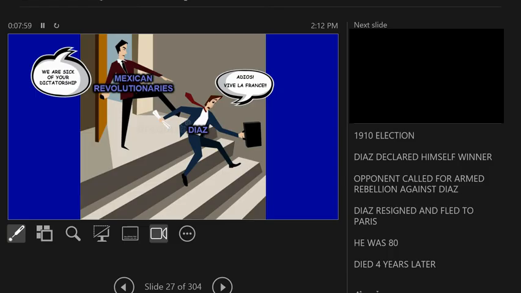In the 1910 election, Diaz declared himself winner, but the opponent called for armed rebellion against Diaz, and Diaz resigned and fled to Paris. He was 80 years old. He died 4 years later.